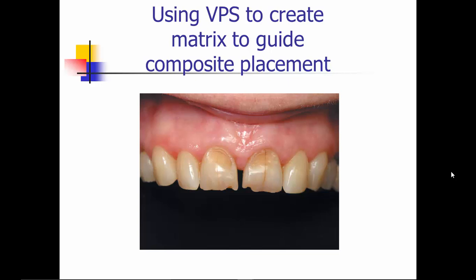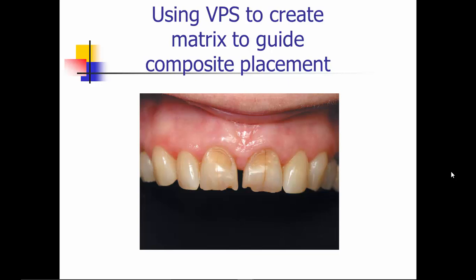I'm also using my VPS to create a matrix to guide my composite placement. For these two central incisors, 8 and 9, the patient's unhappy with the aesthetics. But to freehand build composite veneers for these teeth is going to be a lot of work. How am I going to judge the diastema closure, the length?